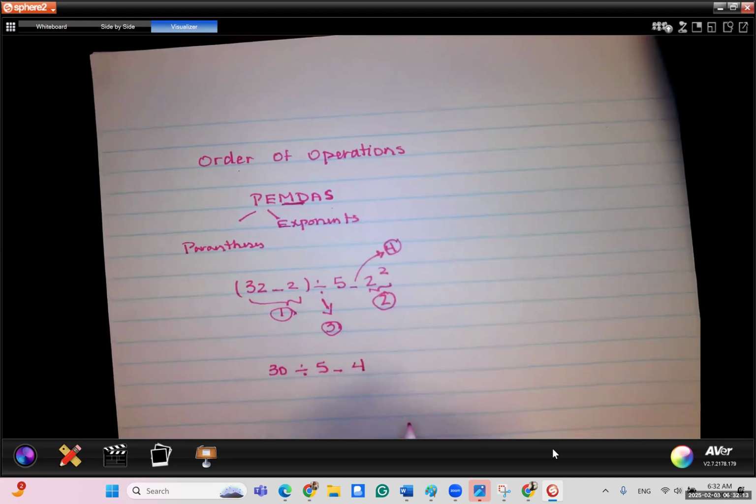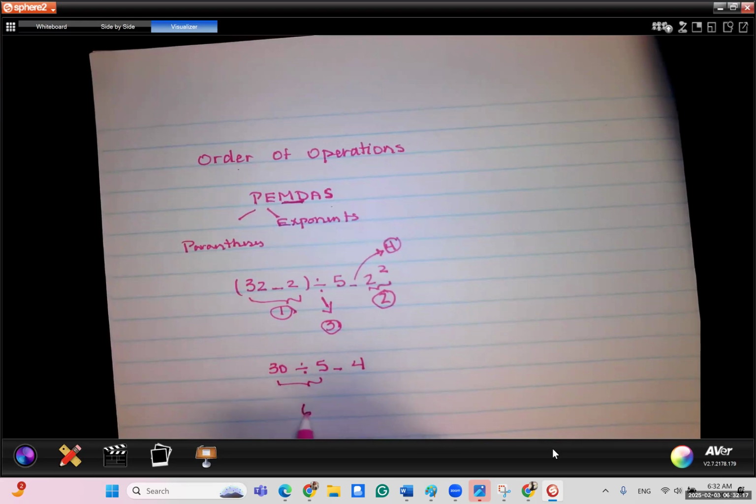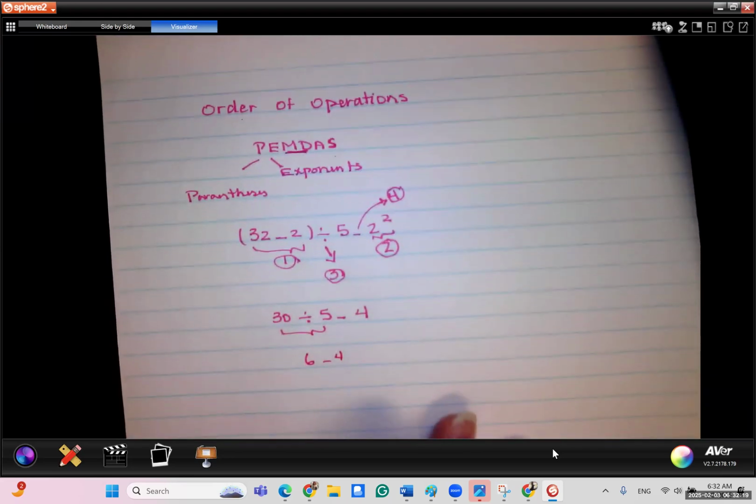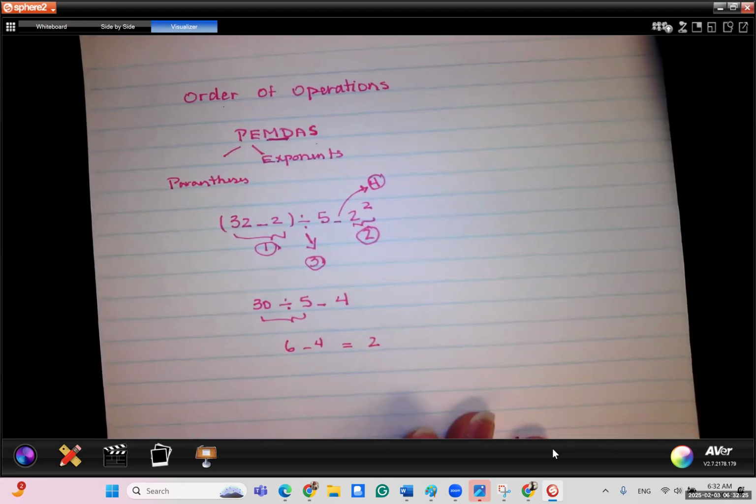Now my third step is to do the division. So 30 divided by 5 is 6. And then my last step is to do subtraction. 6 minus 4 is 2. Which would give me a very different answer, okay, if I just went left to right.